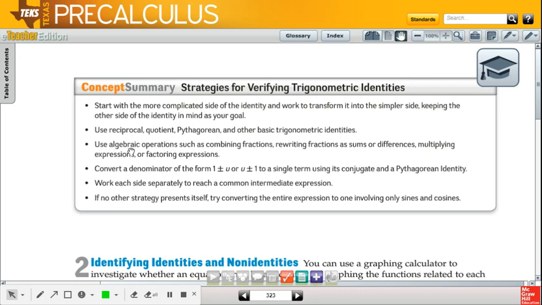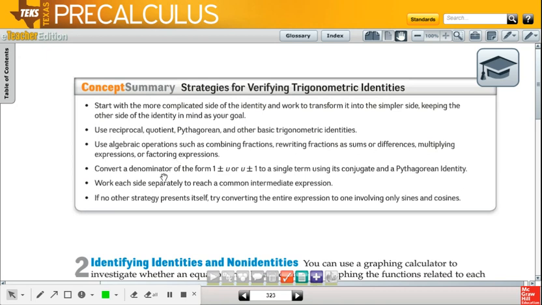Third, use algebraic operations such as combined fractions, rewriting fractions as sums or differences, multiplying expressions, or factoring expressions. So this mainly ties into, we already know about combined fractions and rewriting fractions, such as rewriting in sine and cosine, but it's also talking about when we are multiplying by the conjugate and we are foiling. So like factoring expressions or multiplying expressions.